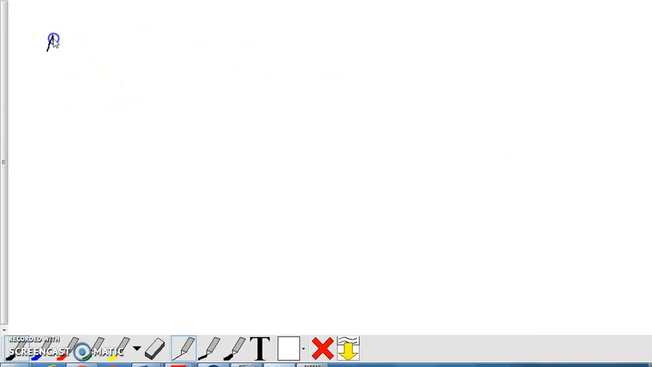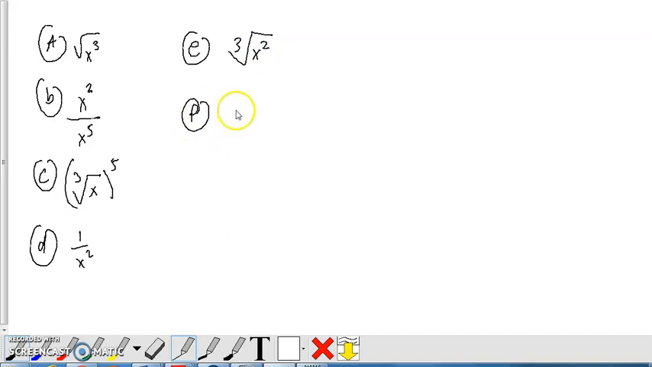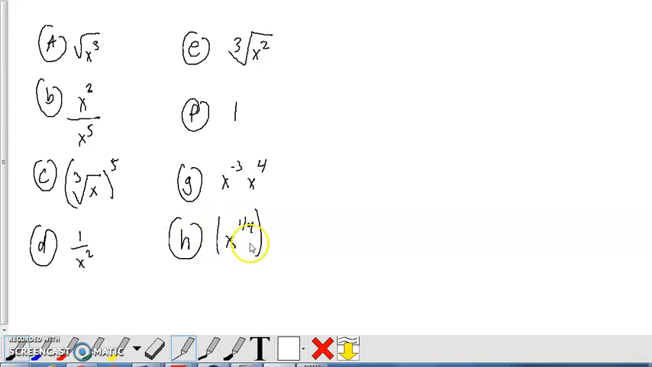Let's match them. So I'm going to say A is root x cubed. Let's say B is x squared over x power 5. C is the cubed root of x to the 5. D is 1 over x squared. E is that guy. F is just 1. G is x to the negative 3, times x to the power 4. And H is x to the 1/4, squared. Match them with this.